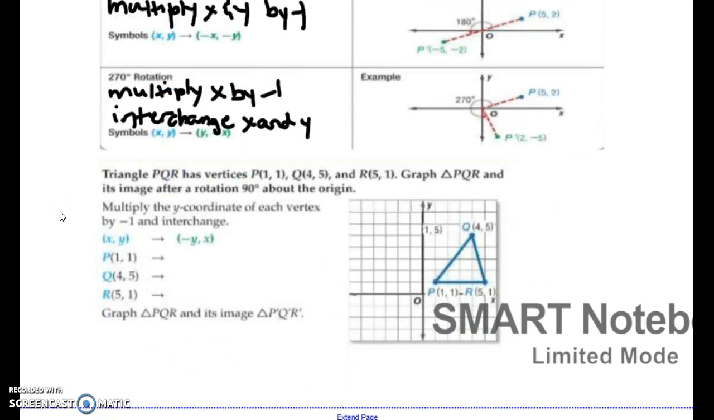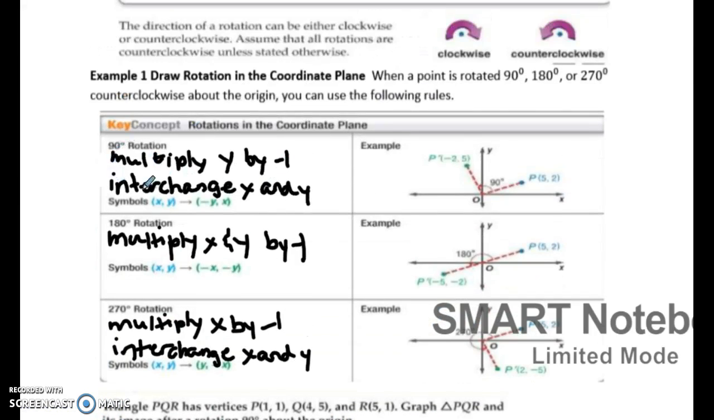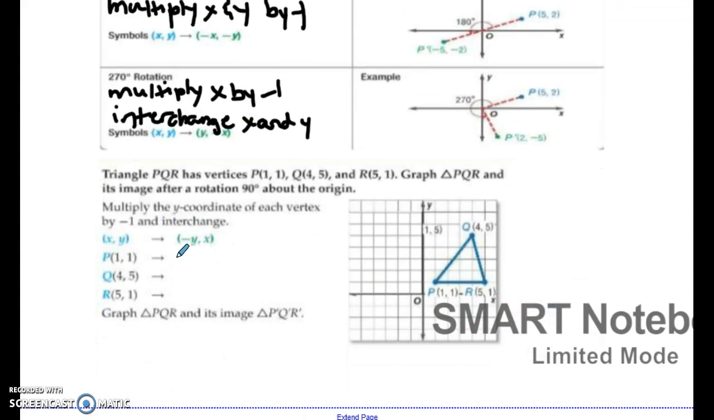Let's do some examples. So if you look at this triangle down here at the bottom of the page, you have triangle PQR. You're given the vertices are (1, 1), (4, 5), and (5, 1). We graphed it, so it's graphed for you here, PQR. And we're going to rotate it 90 degrees about the origin. So again, if I scroll back up to my rules here, to rotate by 90 degrees, I multiply y by -1, interchange x and y. So I'm going to find my new points here.